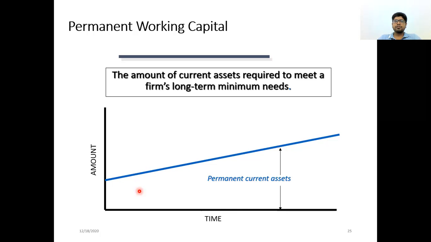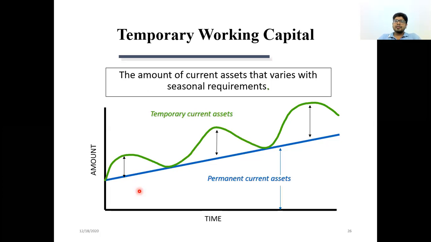It lasts for a long period of time, right, to run the business. So that amount is called permanent current assets. That amount is permanent current assets. And here the green line is a fluctuation. This fluctuation arises due to the seasonal business.